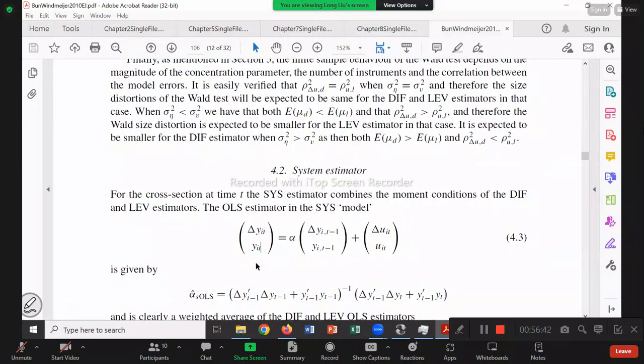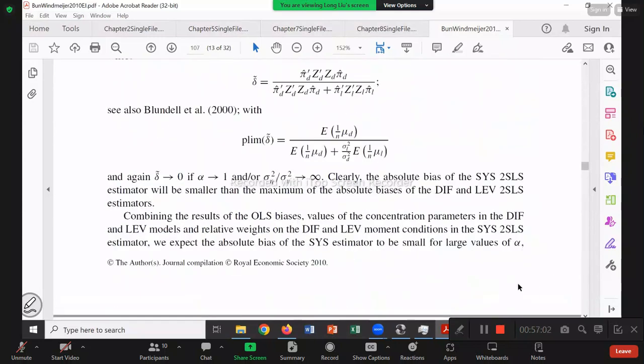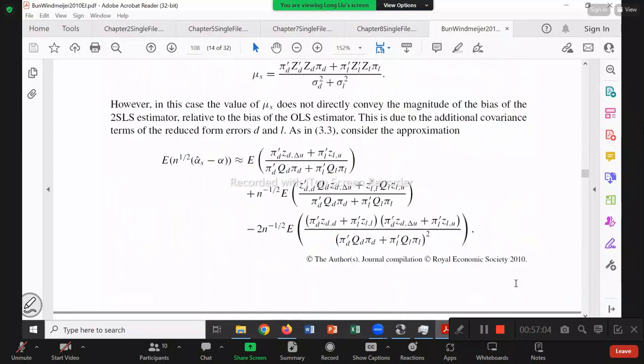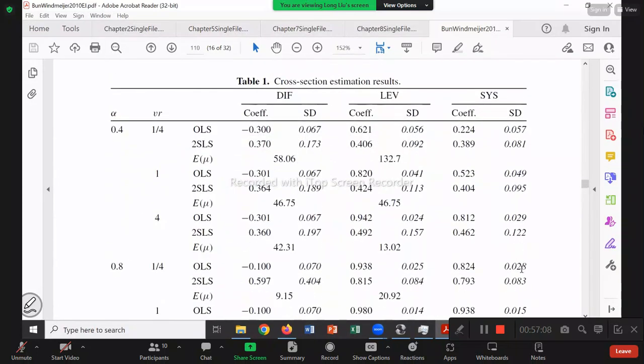That's a combination. This system GMM is the estimator we mentioned just now, the Blundell-Bond estimator, which they proposed later on. So let's see what's the beauty of this Blundell-Bond estimator, in other words, the system GMM estimator. Let's use Monte Carlo paper to illustrate what's the contribution of Blundell-Bond. So let's check this out.